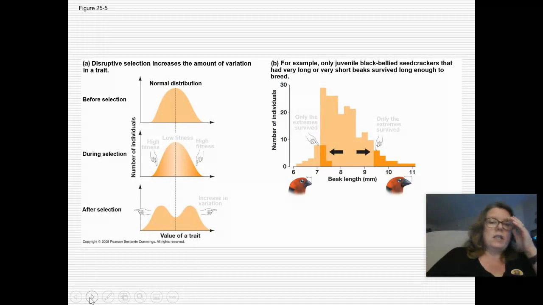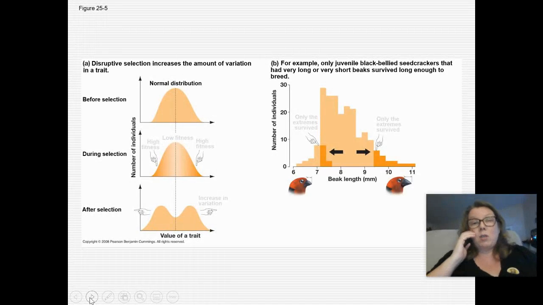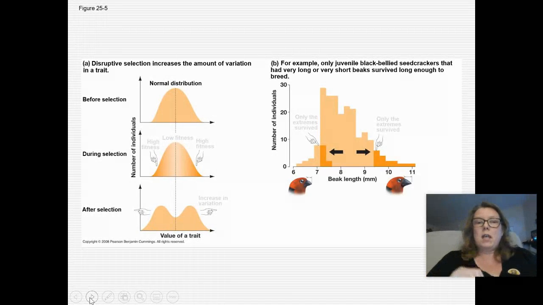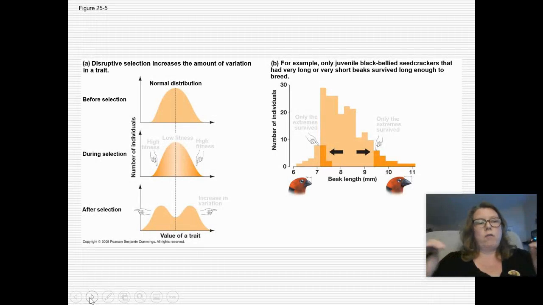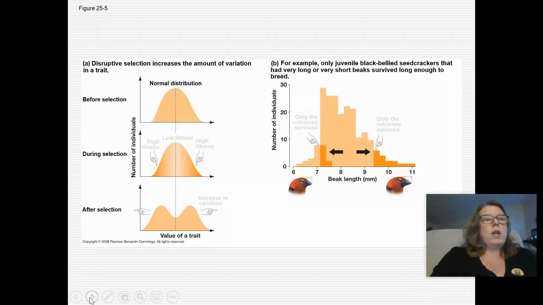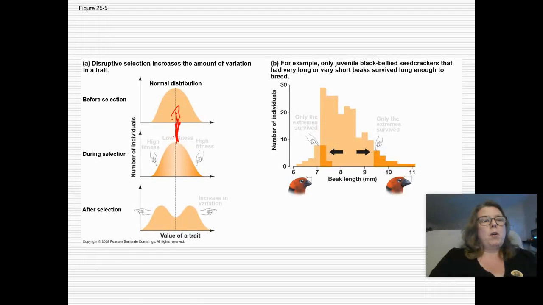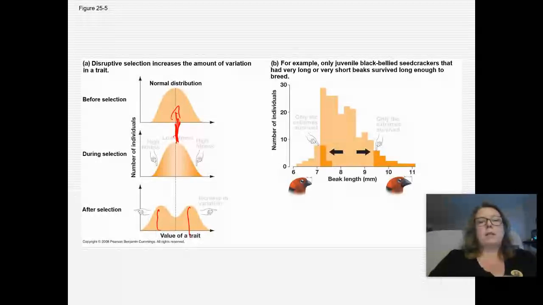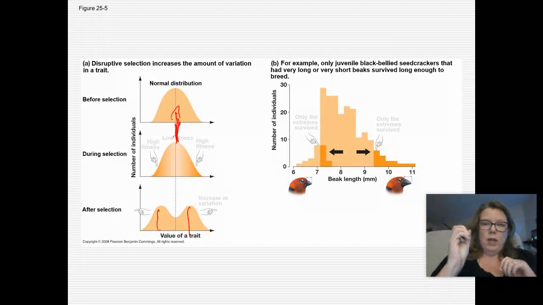Now we're looking at disruptive selection. And this is another case where the extremes are favored, but this time instead of one extreme or the other, you're favoring both extremes. So again, we have this peak at our normal distribution right here, right in the middle, like we would expect. But notice what ends up happening is over time, you end up with two peaks in your graph, right? Something happens that makes the average individual less fit than the ones on both extremes.